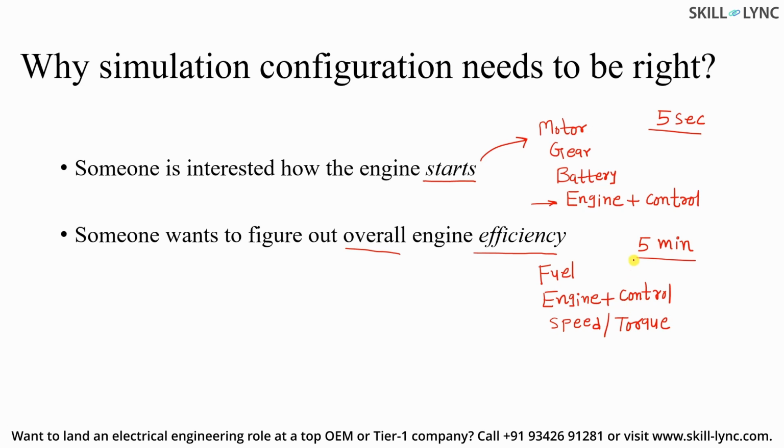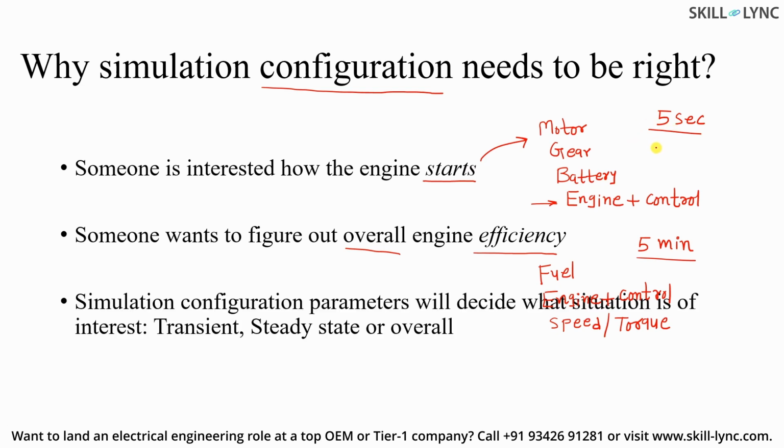So in these two simulation configurations, the engine and control blocks are common, but their times are different and their purposes are also different. Therefore the simulation configuration is very, very important. First you need to identify the purpose, and accordingly you select a timeline, and whether you are interested in the transients or dynamics is going to decide the overall system. So simulation configuration parameters will decide what situation is of our interest.